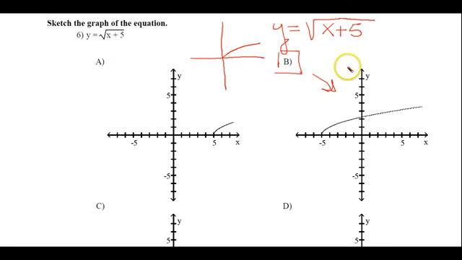Now, chances are in your test that you'll have online, they will give you multiple choice and you have to pick out the one. But you needed to know that when it's a +5, it shifts it to the left. Now, if this were a -5 here, it would have been this one. And hopefully in class they went over the rules for that.